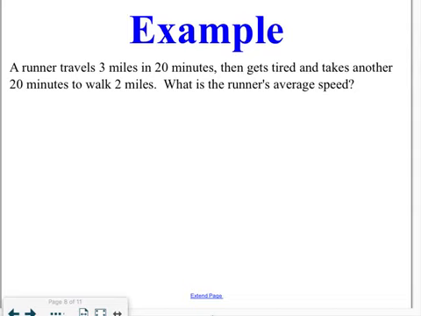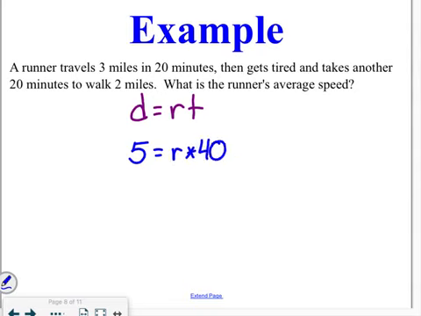So we are looking at that formula that we had at the beginning. Distance is equal to rate times time. For these ones, if it is asking you about speed, you are looking for your rate or the rate value in the problem. So our distance here, we have 3 miles and 2 miles, which gives us a distance of 5 miles. And we have 20 minutes and 20 minutes, which gives us 40 total minutes.